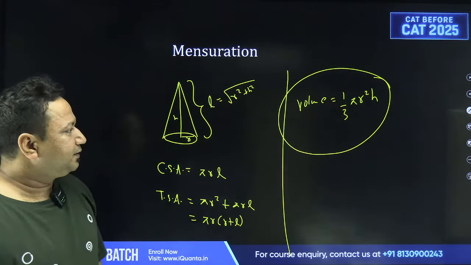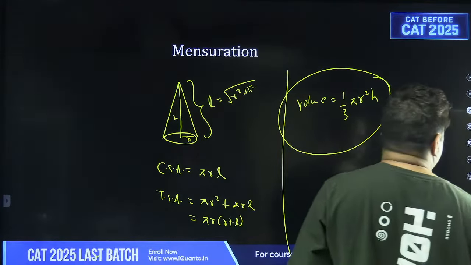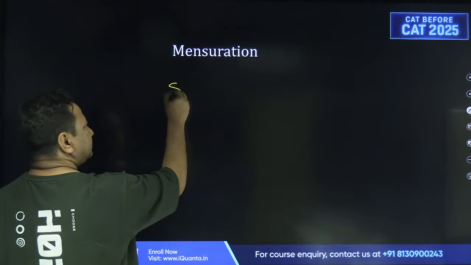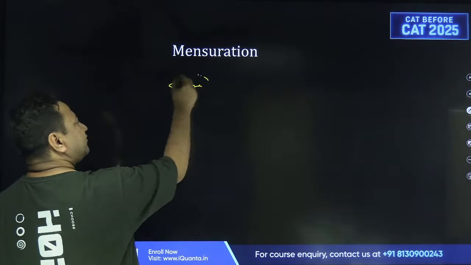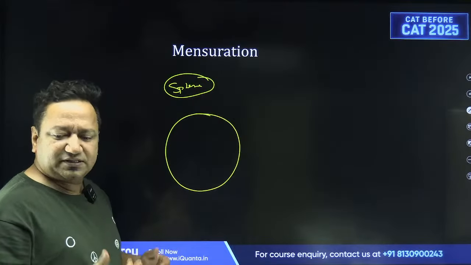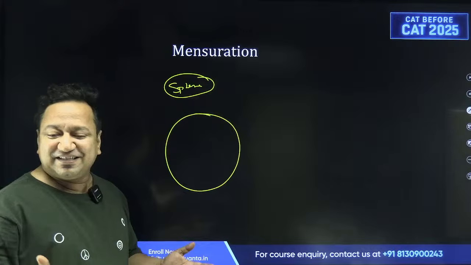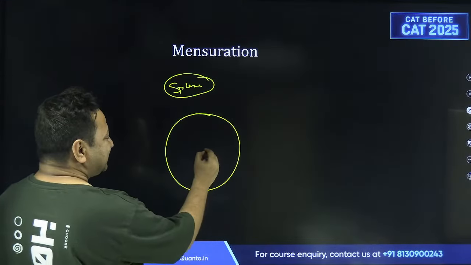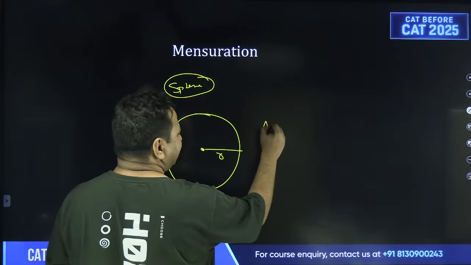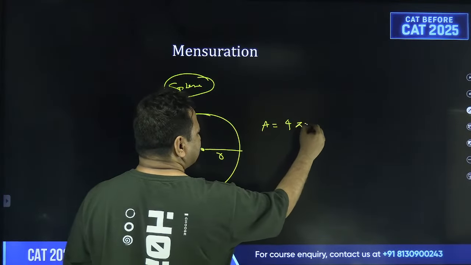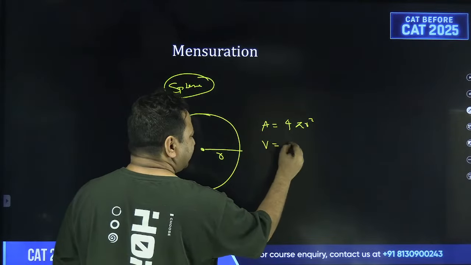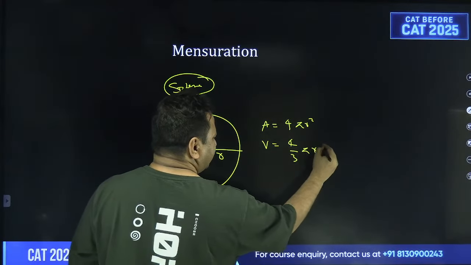Okay. Next comes sphere. Circle from all sides. I can't even draw a sphere. The problem is if I draw a circle or a sphere, it looks the same, right? Okay, so the radius is r here. This is the center. Area is given by 4 pi r square, 4 times the area of a circle. And the volume is given by 4 by 3 pi r cube.